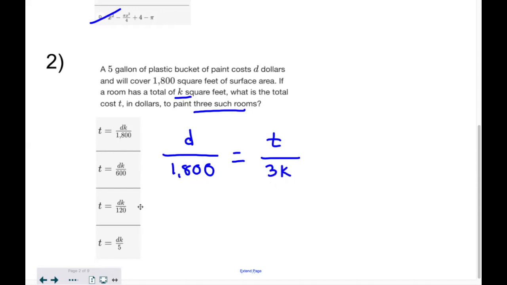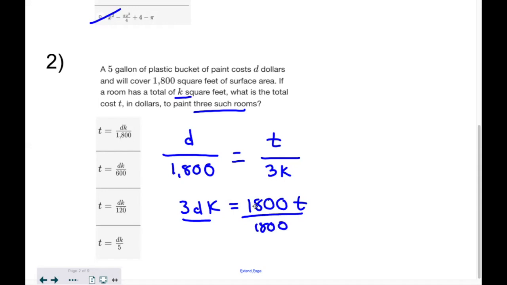All right, so this is the more mathematical way to do it. You just set up a proportion. You could solve this a couple different ways. When I have proportions, I like to just cross multiply. So here I'll get 3 d times k. And then if I multiply this way, I get 1,800 t. And then our goal is to get t by itself. So divide everything by 1,800.